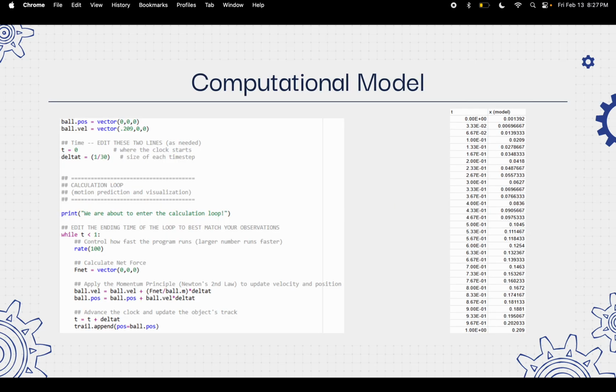And then for the computational model, this was the code we wrote in GlowScript to model the motion of the pin with a constant velocity. As you can see, the net force is 0, so the pin rolls at constant velocity.